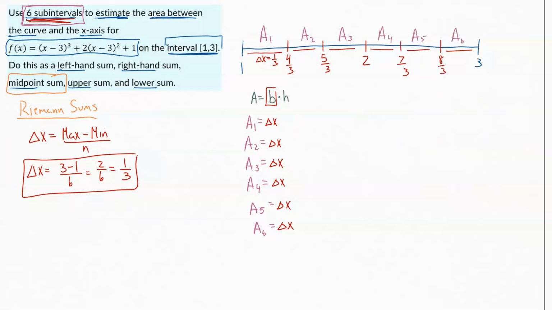Where things start changing here is when we go to find our height. Our height is the function value. It's the y value that we get out at whatever evaluation point they want from us. So left hand, right hand, mid, upper, or lower.